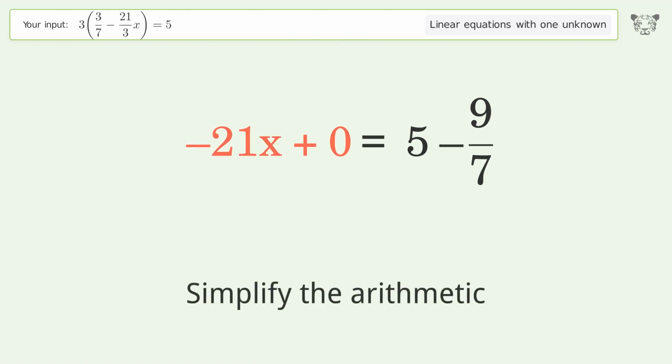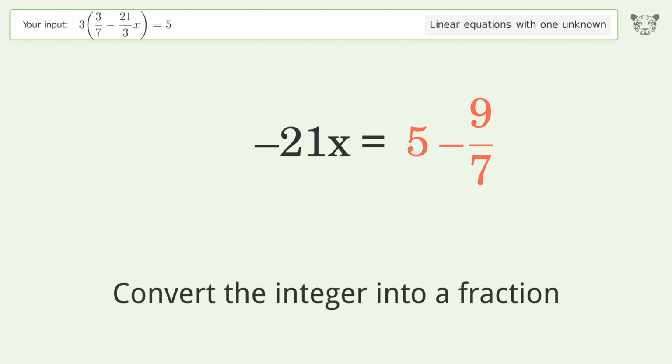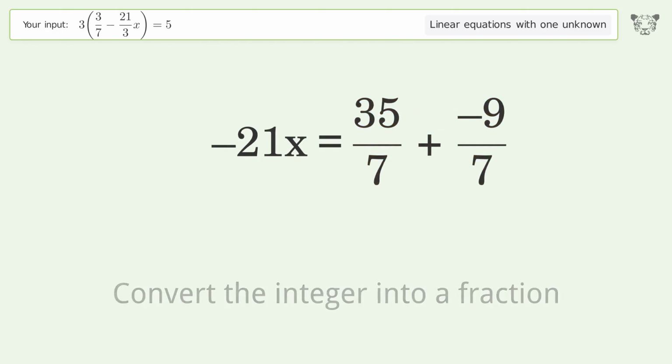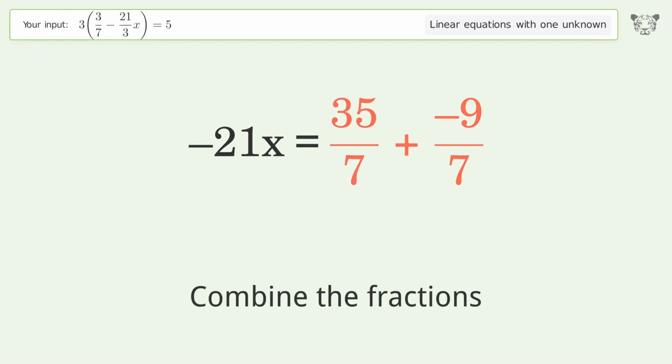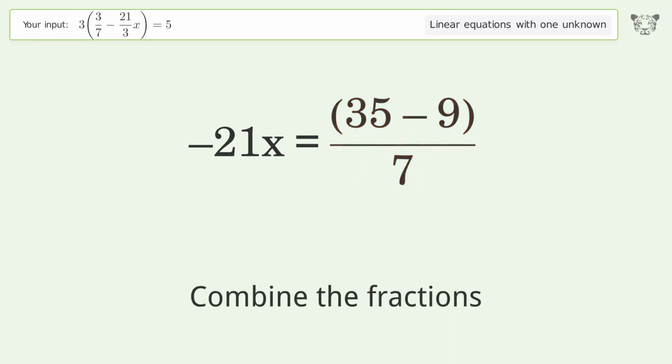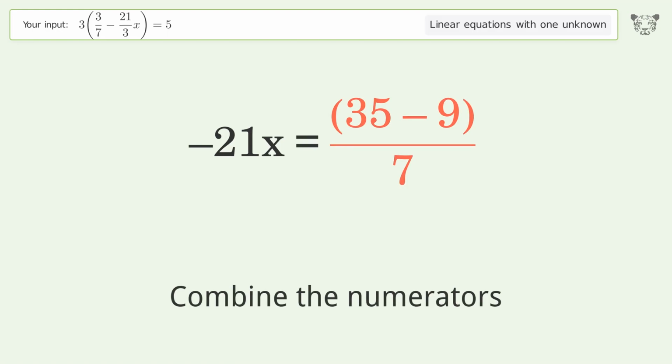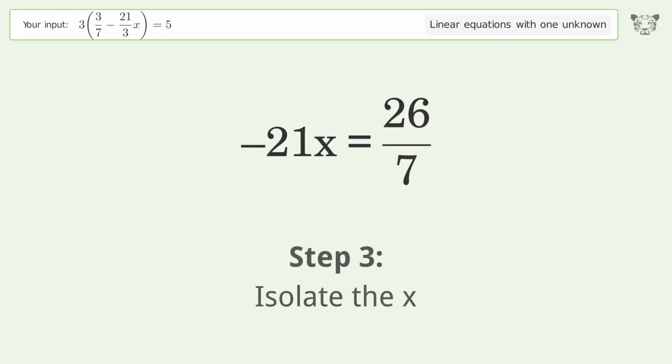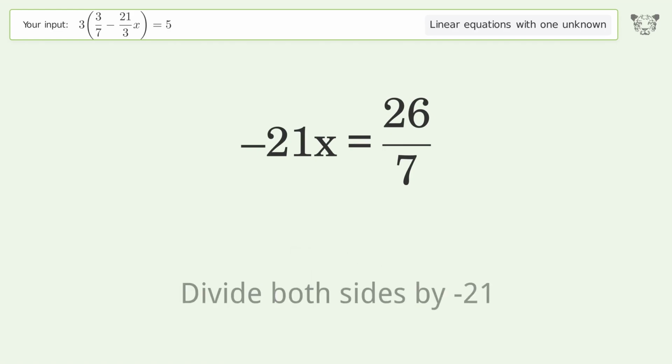Simplify the arithmetic. Convert the integer into a fraction. Combine the fractions. Combine the numerators. Isolate the x. Divide both sides by negative 21.